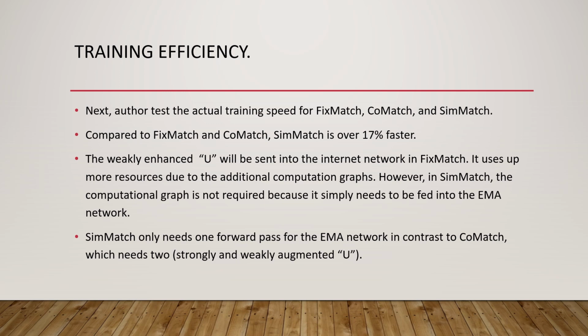Here is the training efficiency. The authors test the actual training speed for FixMatch, CoMatch and SimMatch. Compared to FixMatch and CoMatch, SimMatch is over 17% faster. The weakly enhanced U will be sent into the network in FixMatch. It uses up more resources due to the additional computation graph. After that, SimMatch only needs one forward pass for the EMA network, in contrast to CoMatch, which needs two, strongly and weakly augmented.